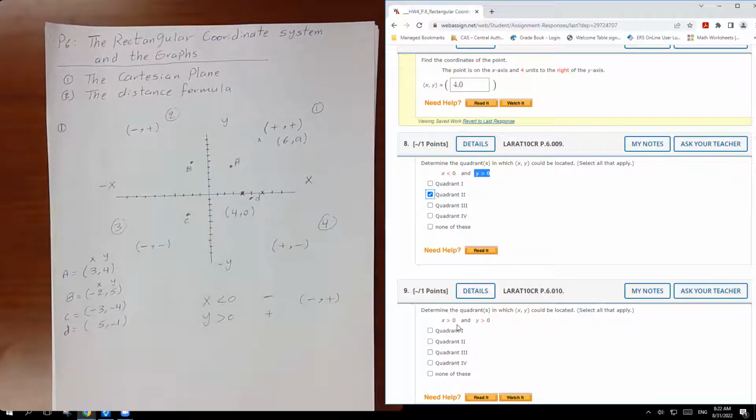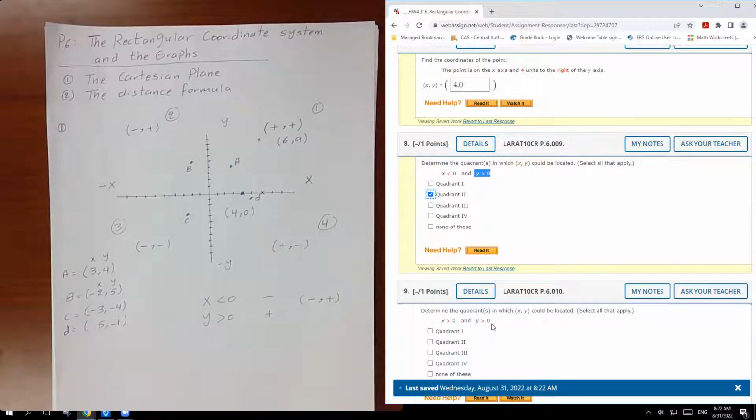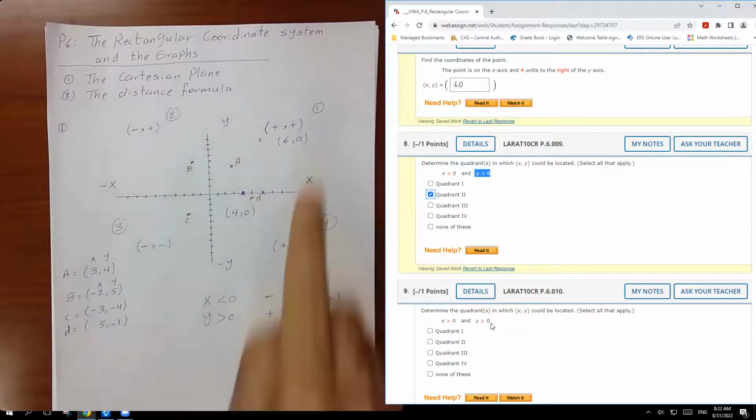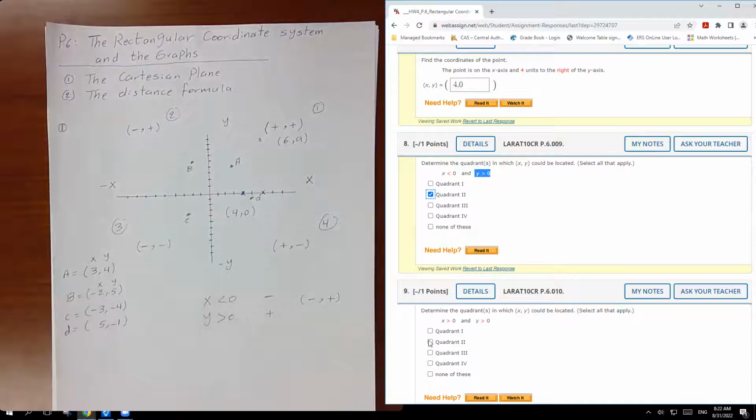We're going to do the same thing here with this one. Now, x is positive and y is positive. That means it's located on the first coordinate. X is positive, y is positive. So the location for this one is going to be the first coordinate.